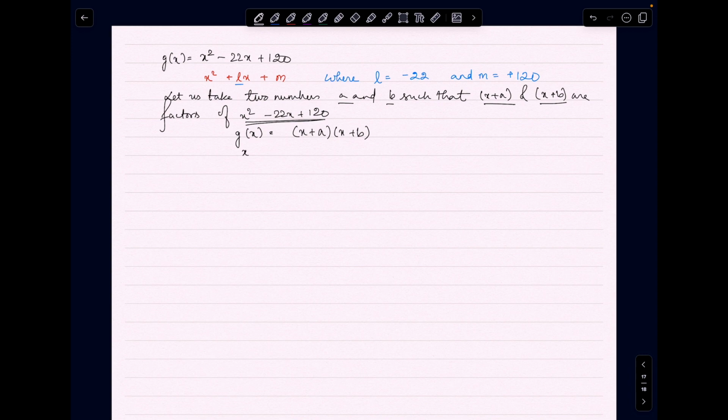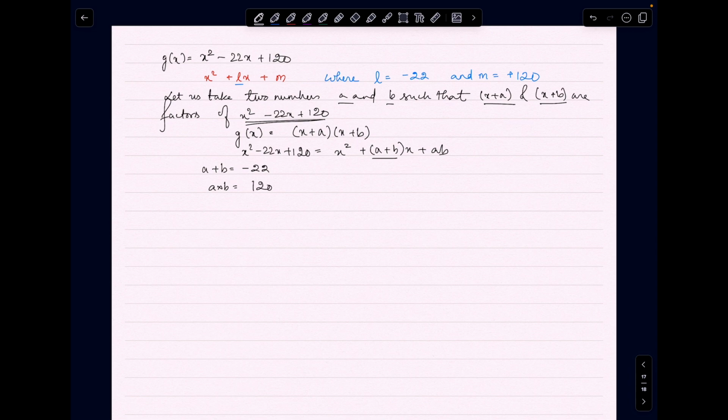g of x is x square minus 22x plus 120. This multiplication we have already done numerous times. It will become x square plus (a plus b)x plus ab. On comparison, a plus b equals minus 22 and a into b equals 120.